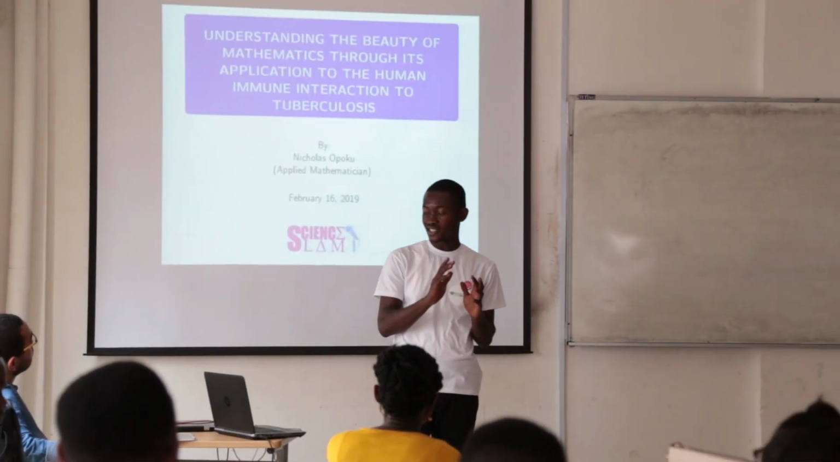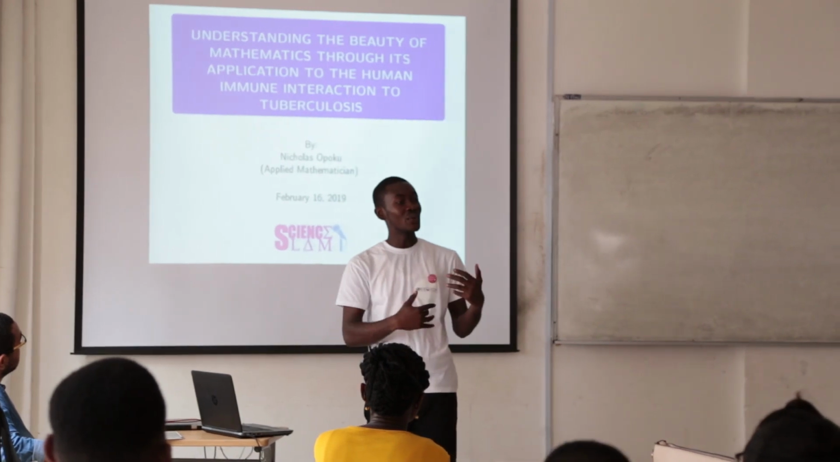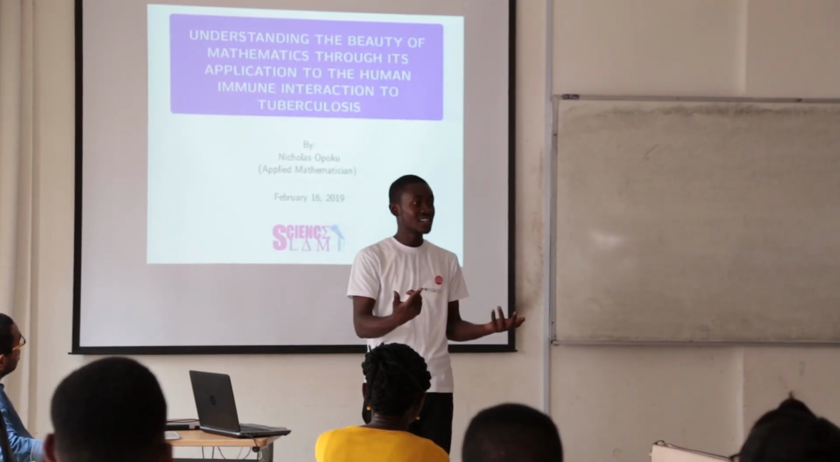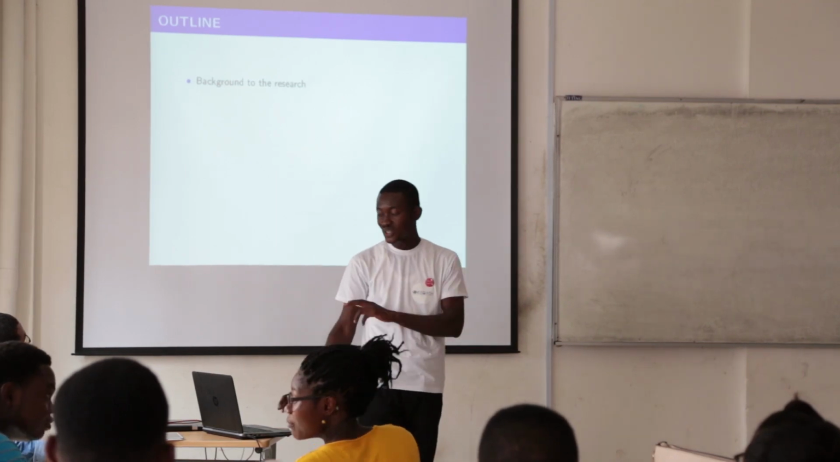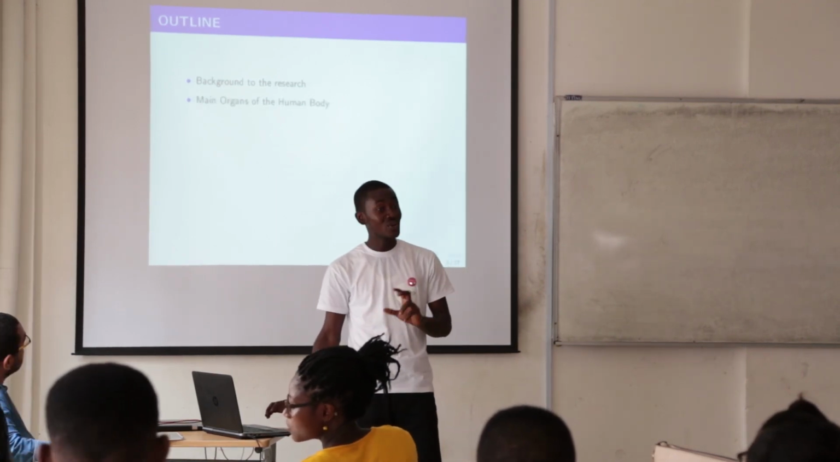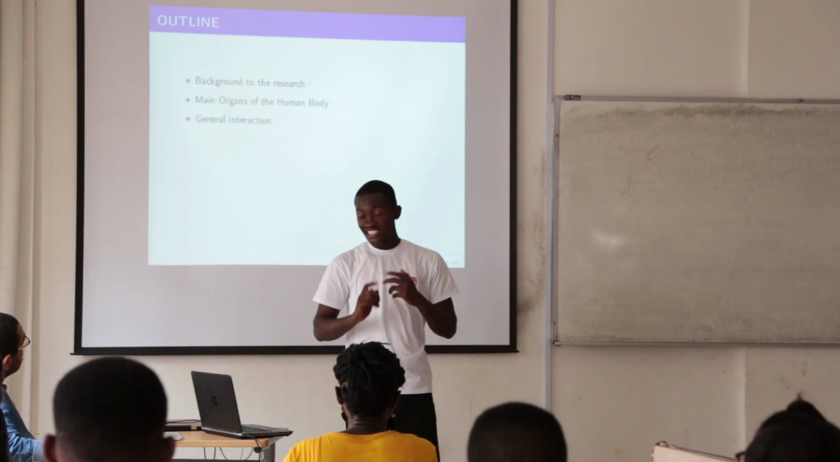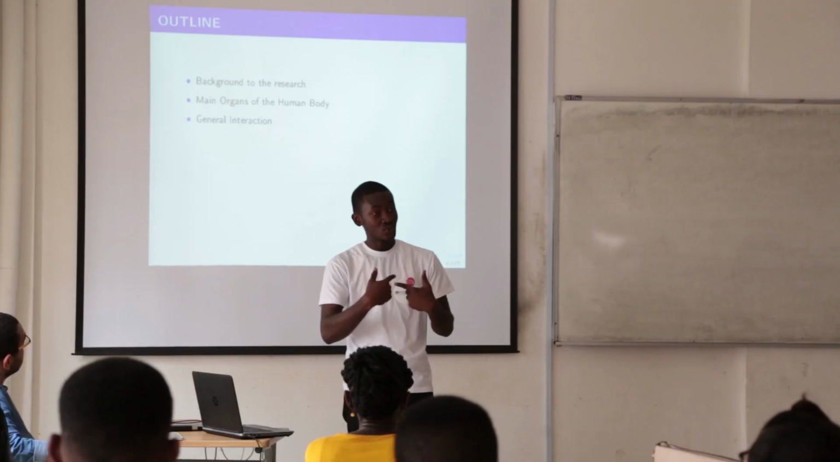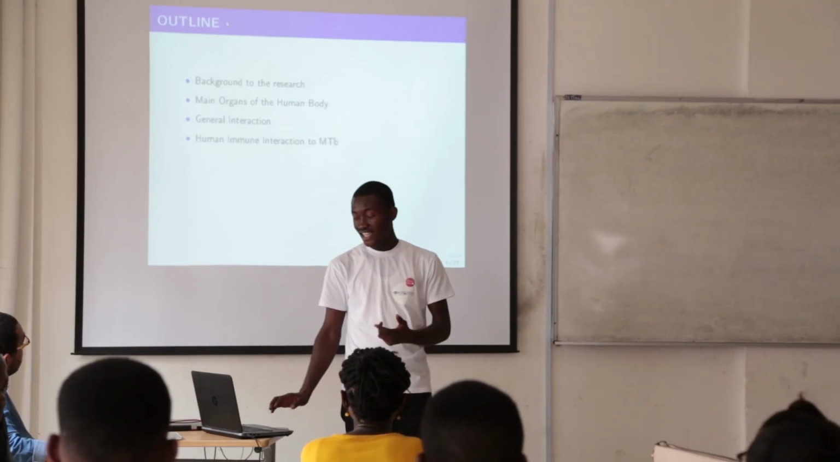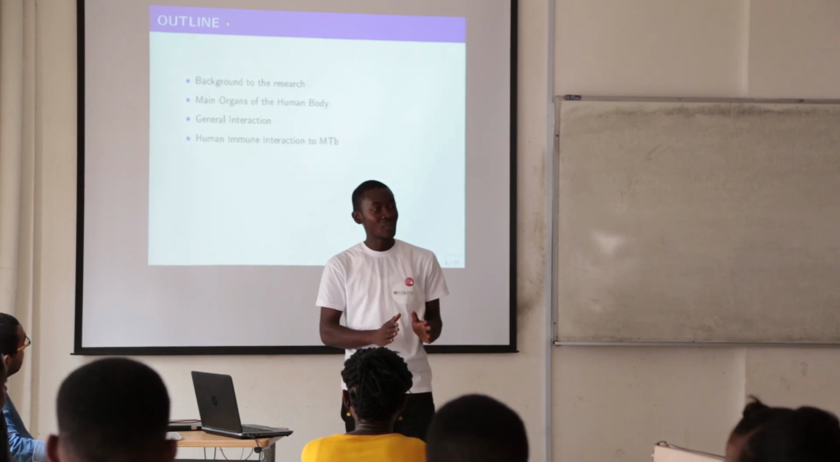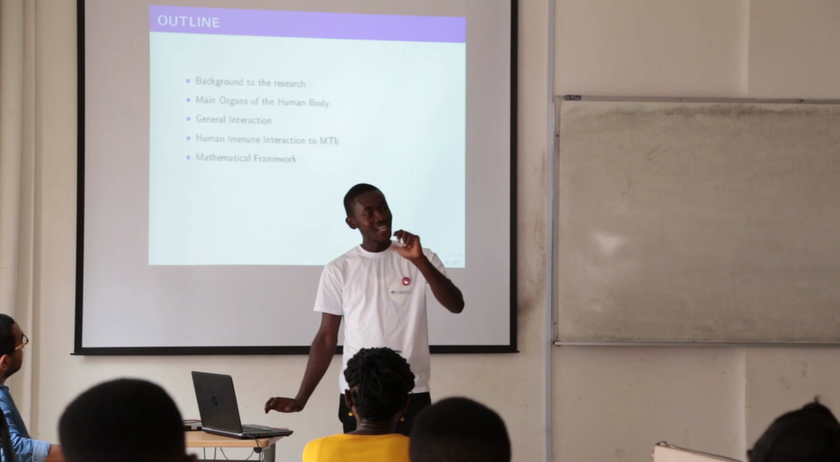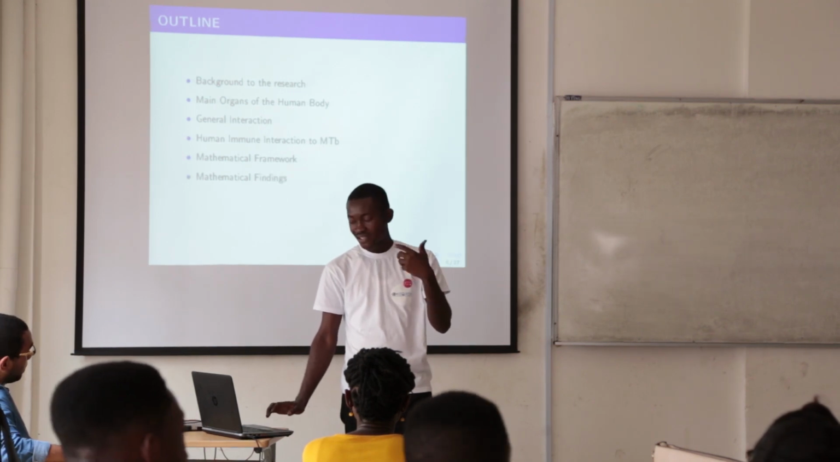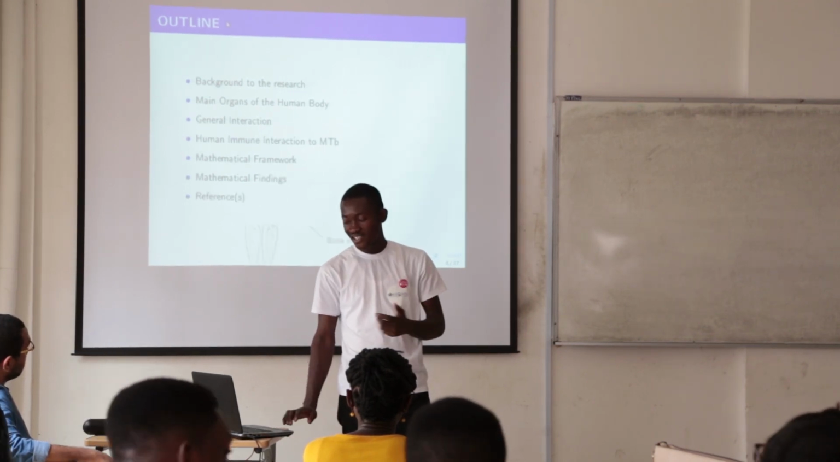The beauty of mathematics through its application to how the immune system interacts with tuberculosis. The outline for the presentation is: we look at the background to the research, the main organs of the human body, the general interaction of what happens when a pathogen invades the human body. Then we come down specifically to how the immune system interacts with the MTB. Then we link it to the mathematical framework, develop the mathematical findings, and then look at some references.